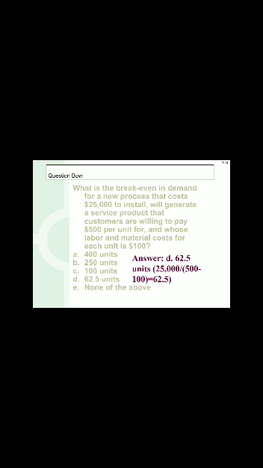So the answer is 400. As I told you, we use the formula which we explained in the previous slides. So 25,000 divided by 500 minus 100 is equal to 62.5.